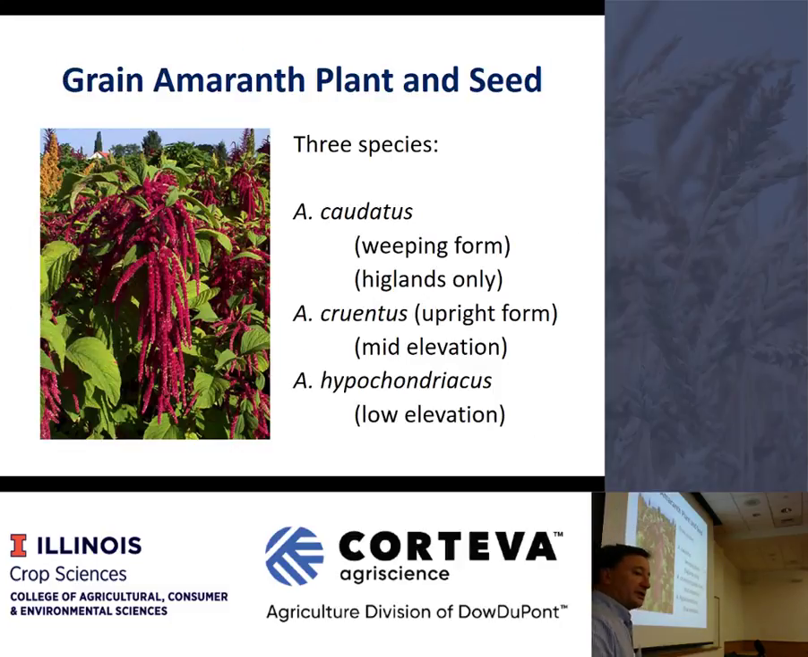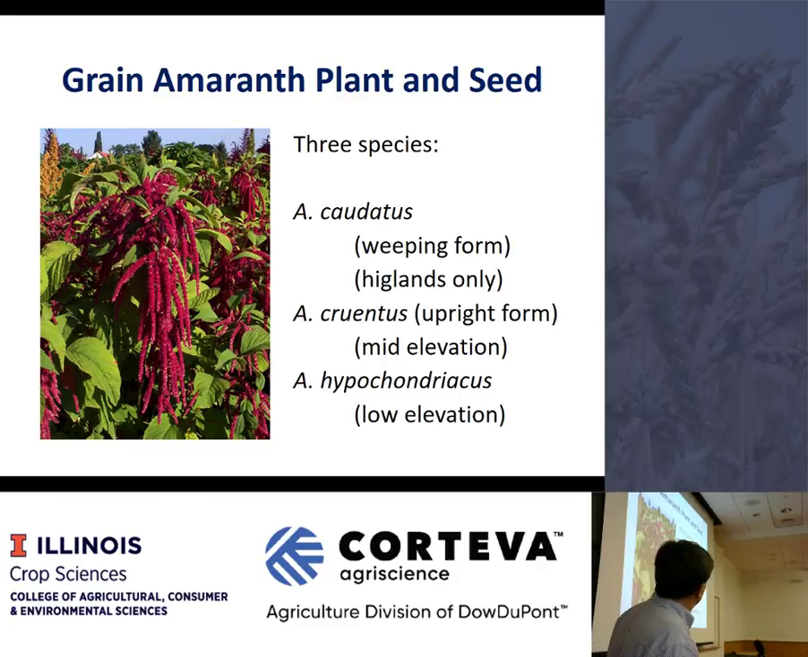There are 3 species, as I mentioned, that are cultivated. The caudatus generally has a weeping form, where the flower head turns around and starts heading towards the ground. I think that might have something to do with the long growth cycle and the lodging that sometimes occurs in these plants. Acruentus is an upright form. It's in mid-elevation areas, and Hypochondriacus is a species with low elevation. So what's pictured here is a nice caudatus.